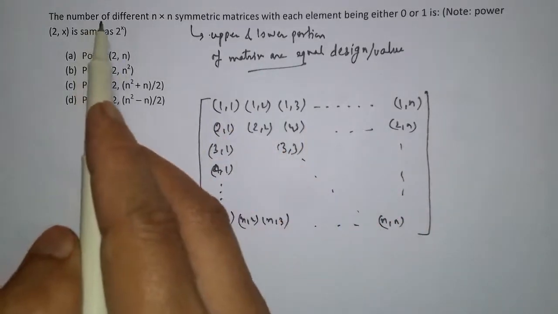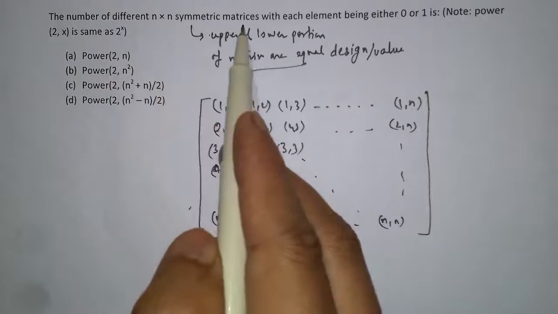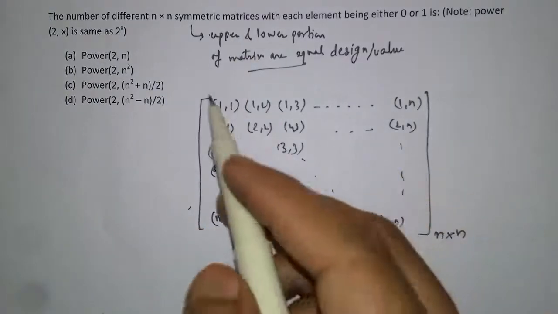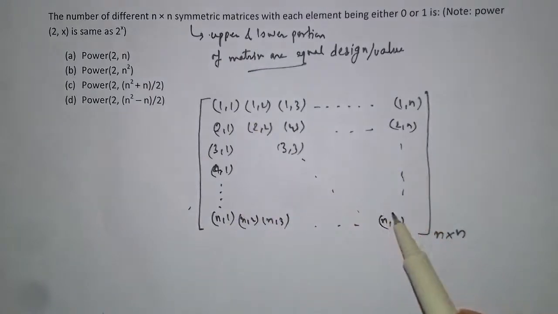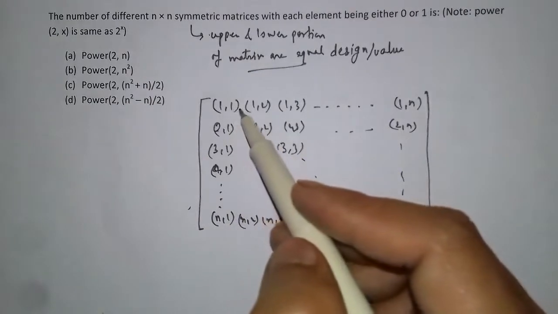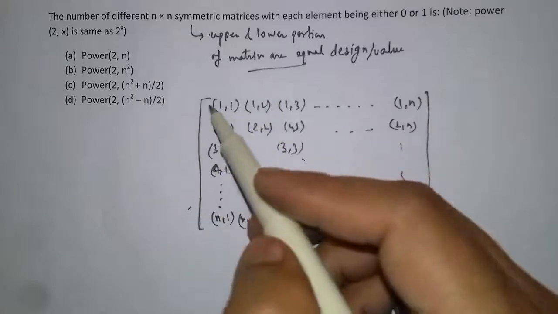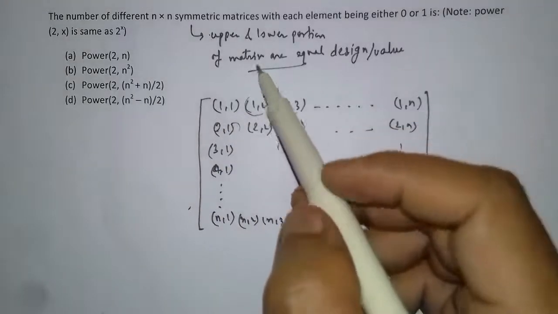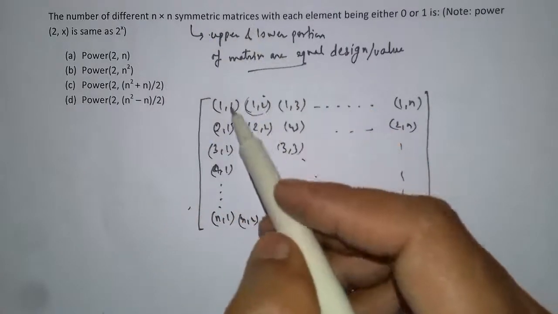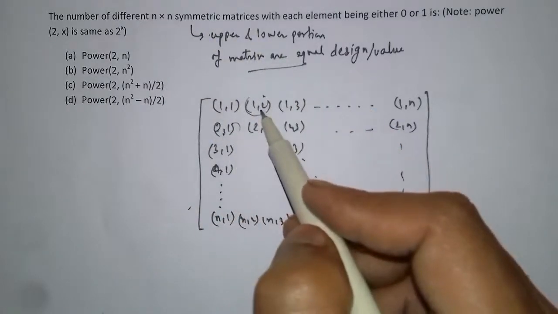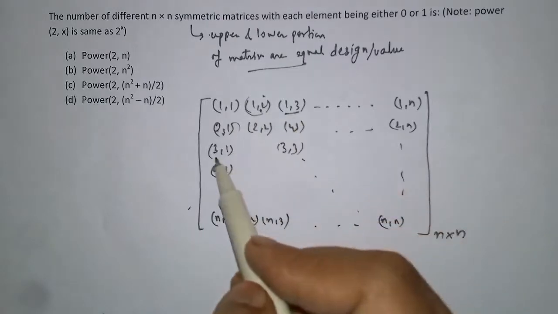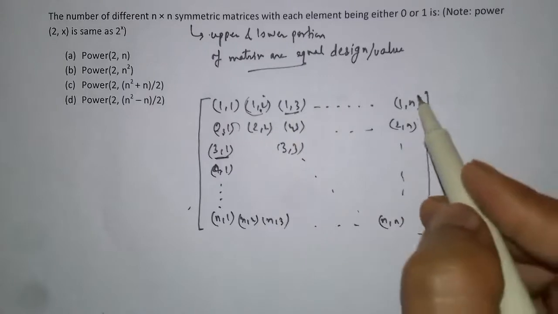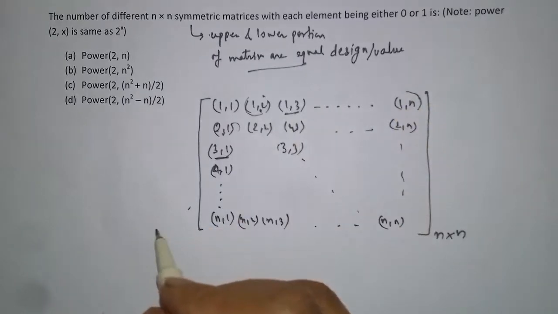It is asking for the number of different n cross n symmetric matrices. This is n cross n. See, this is the diagonal line. And 2 comma 1 and 1 comma 2 is one symmetric pair. Symmetric matrices means the value of 2 comma 1 and 1 comma 2 will be the same. 1 comma 3 and 3 comma 1 is one symmetric pair. 1 comma n and n comma 1 is one symmetric pair.